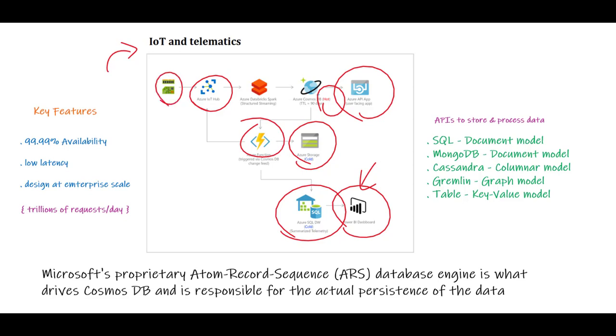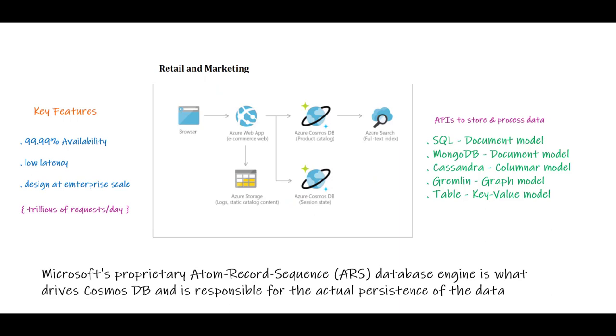So, telematics, one reason behind utilizing Cosmos, serving up the data in real time in front of users. And that is not enough. Think about retail and marketing.